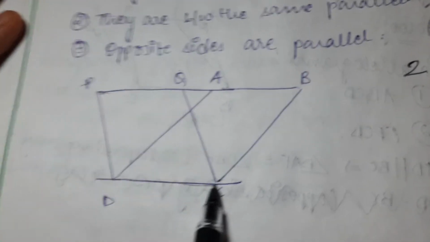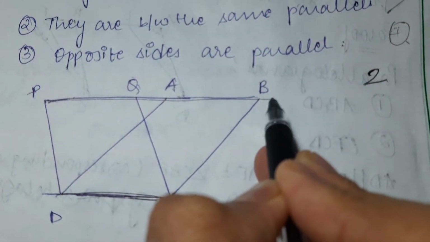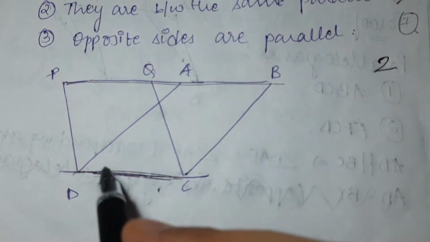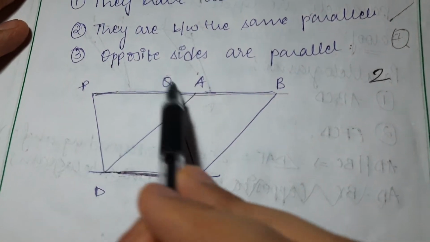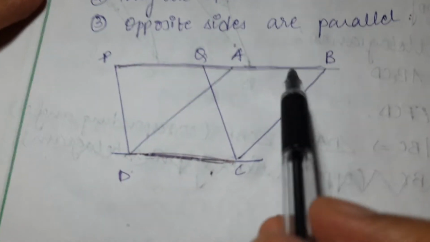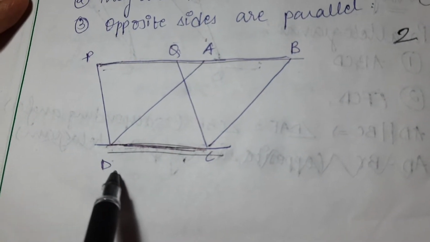Now DC is a common base. And this PB is the line that is parallel to DC. Now there are two figures, ABCD and PQCD. Both of these are between the same parallel lines, PB and BC. And they have the same base, DC.